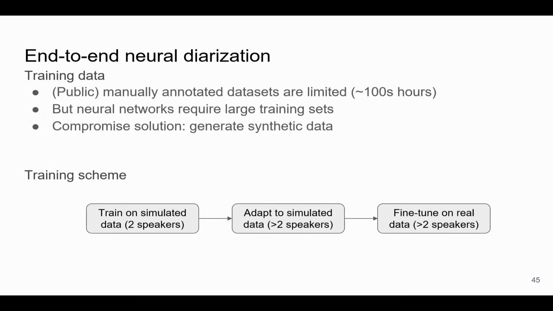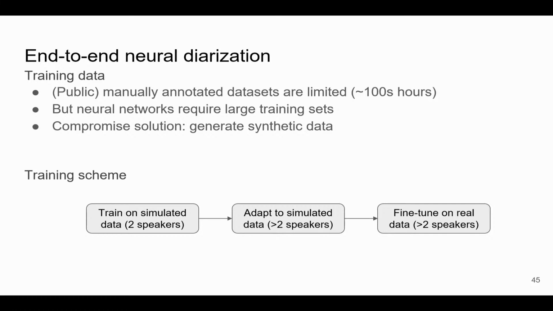All right, so I will now move to one of the characteristics of end-to-end models, which is training data. We mentioned that for some tasks, we have plenty of data, so you can train neural networks very easily. That's not the case for diarization. Even if you put together many public data sets that have manual annotations, you will be in the order of hundreds of hours, which is not so little, but it's not a vast amount to train models with several million parameters.